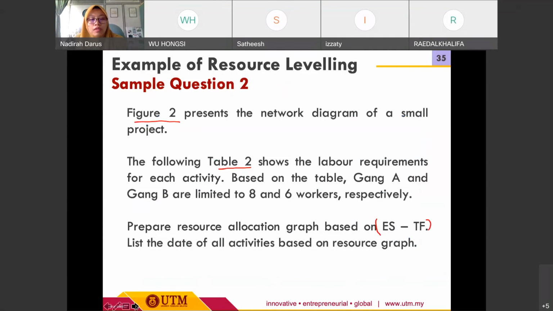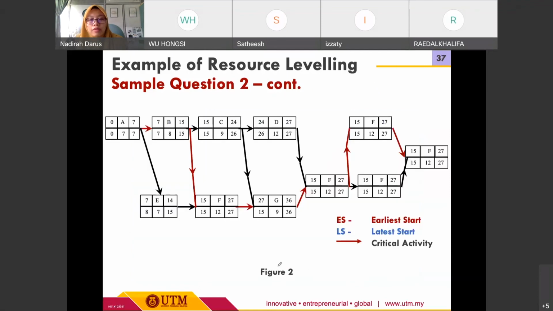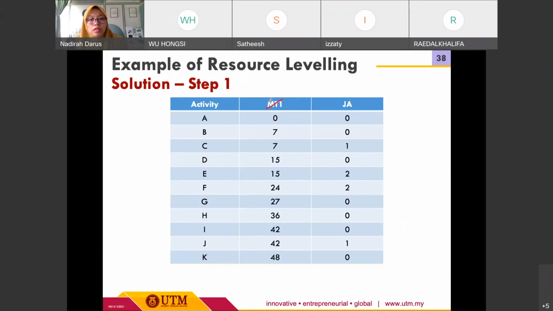Okay. So from here, based on table 2 and figure 2, here we have the network diagram again for sample question 2. So based on this, we try to extract, sorry, this one should be duration, and this one should be resource, or number of labor. All right. Okay, so based on all of the activities, we list the activities and also the resource requirement, based on their duration too. Okay, so we have activities A to K.